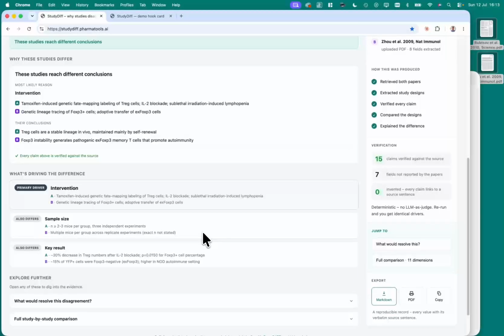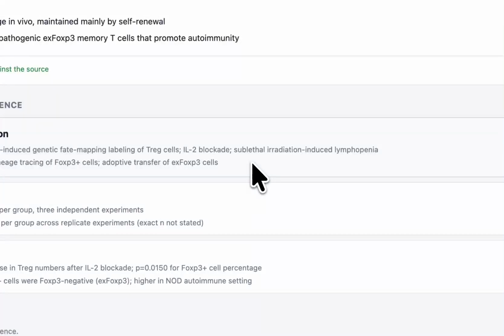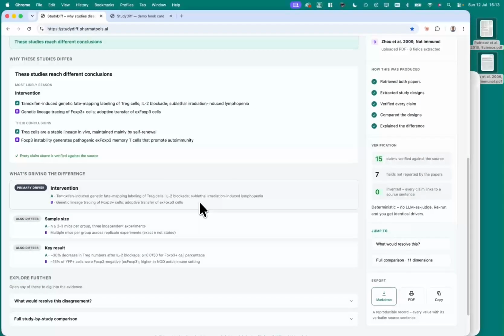Here's the result. StudyDiff identifies the most likely driver of the disagreement. The two studies use different fate mapping methods to track whether Treg cells retain their identity over time. The difference isn't that one lab was wrong, it's that they measured the same biological question in different ways, and the methodology changed the conclusion.